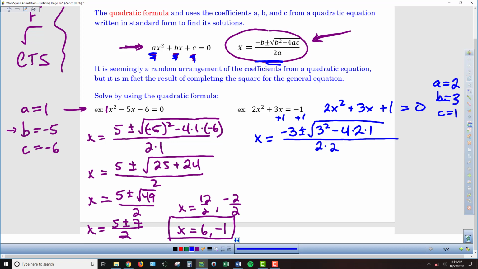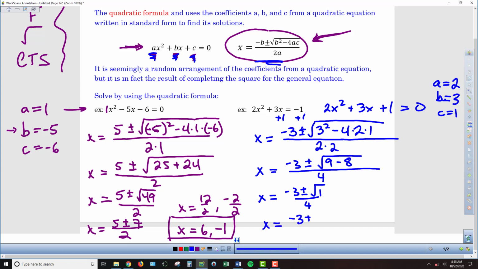So in the numerator here, we still have this negative 3 plus or minus the square root of 3 squared is 9 minus 4 times 2 times 1, so we get 8, all over 4. So 9 minus 8 equals 1, so I can get that far. So negative 3 plus or minus the square root of 1 all over 4. And so of course the square root of 1 is 1, so I've got x equals negative 3 plus or minus 1 all over 4.